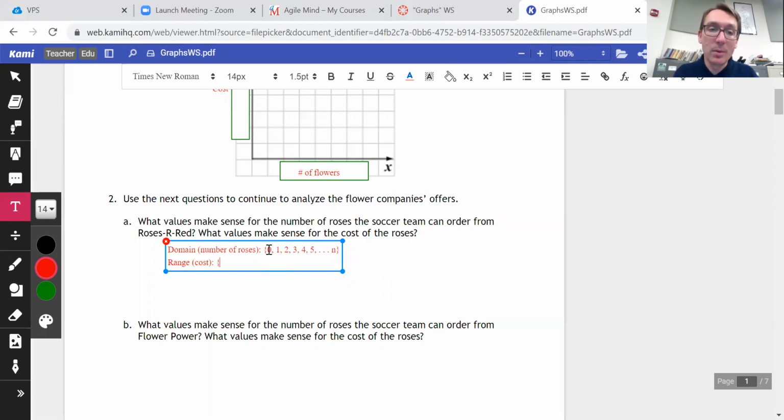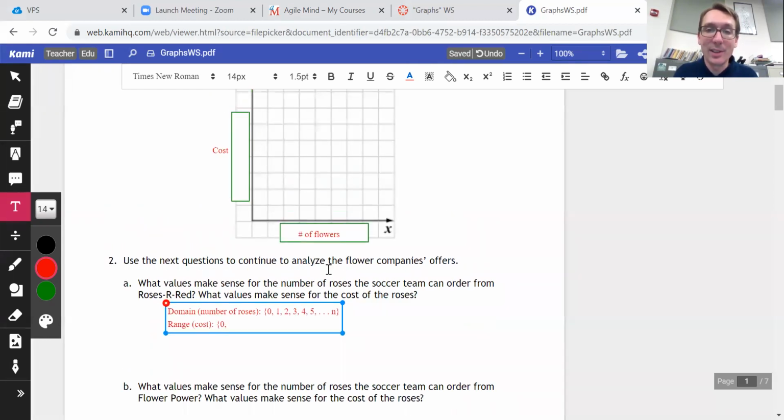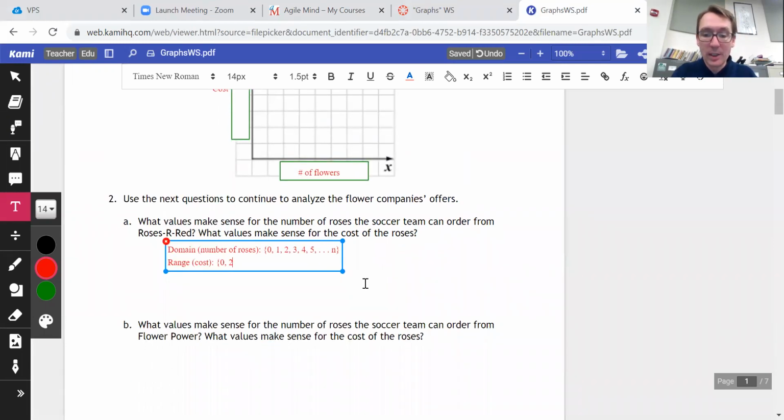The first one, if I buy 0 roses, then my cost would be 0. If I buy 1 rose, then my cost would be $20 plus 75 cents. You remember that? It'd be $20.75. And then if I buy 2 roses, that's going to be $21.50. You can go back and double check this. If I buy 3 roses, that's going to be $22.25. Buy 4 roses, that's going to be $23. And so on and so forth.